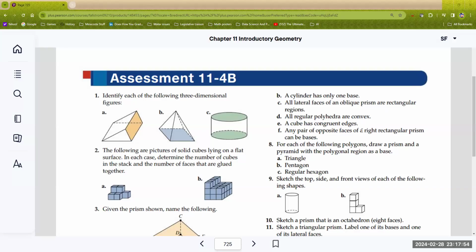Any pair of opposite faces of a right rectangular prism can be faces. Remember, in a prism, you have to have a shape on top and a shape on bottom, and they have to match. Now, notice it says a right rectangular prism. So the top and the bottom are directly over each other, and any pair of opposite faces could be a right rectangular prism.